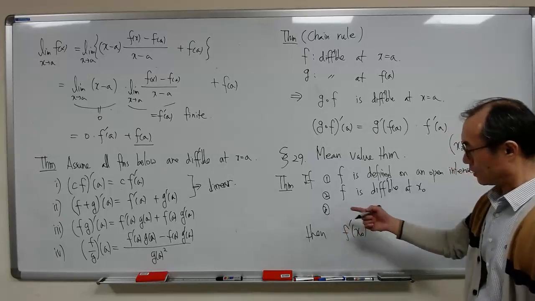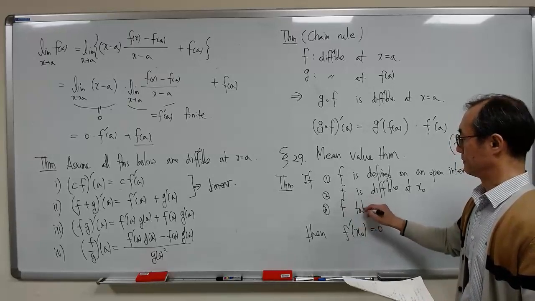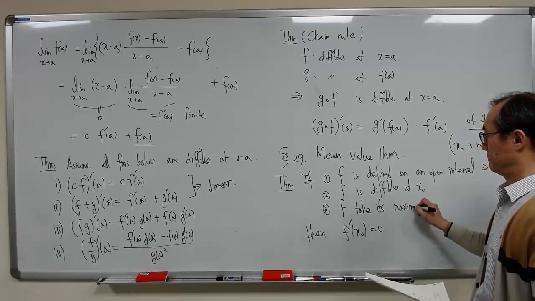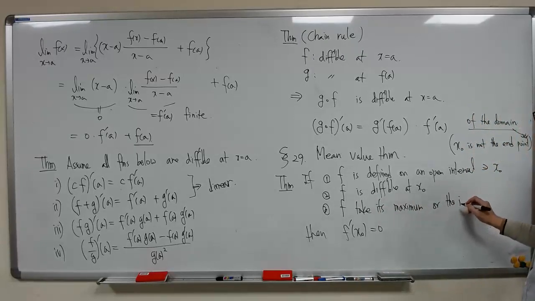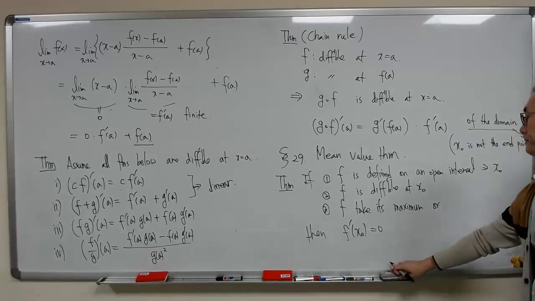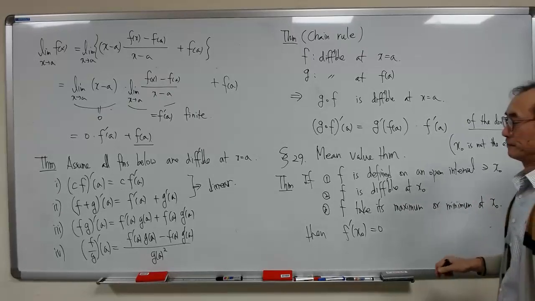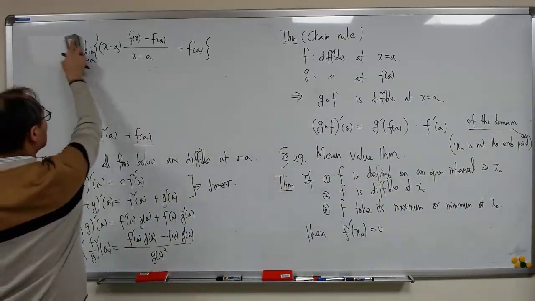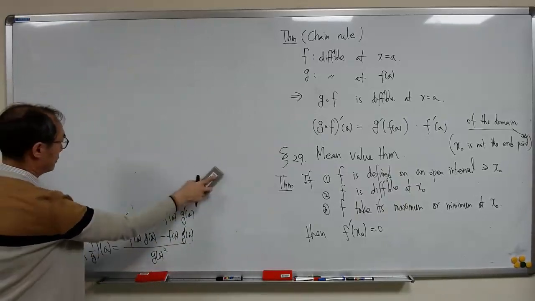And finally, the third condition is the function f of x is maximum or its minimum at x naught. If that's the case, the derivative at that point must vanish. It should be zero.